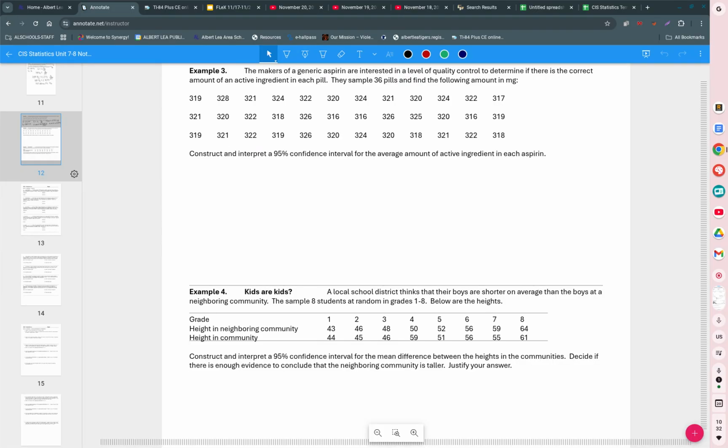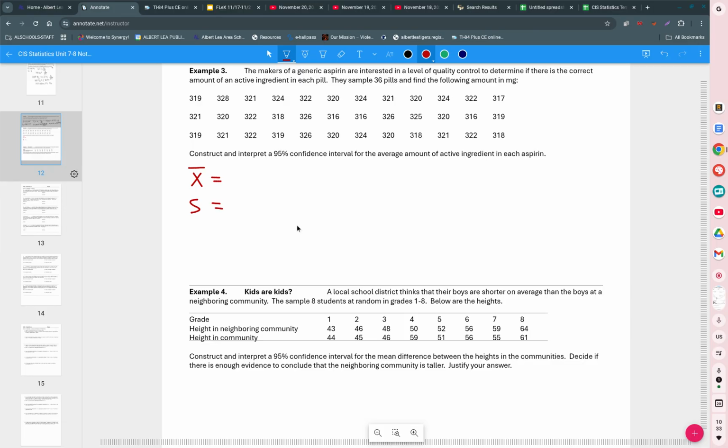All right, so we have the sample. The sample does not tell us the mean, and it does not tell us the standard deviation. So it says construct and interpret a 95% confidence interval for the average amount of active ingredient in each aspirin. That's what we would like to say to be able to give a solid answer in this situation. So I need to come up with two things. Number one, I need to come up with our mean, and I need to come up with our standard deviation.